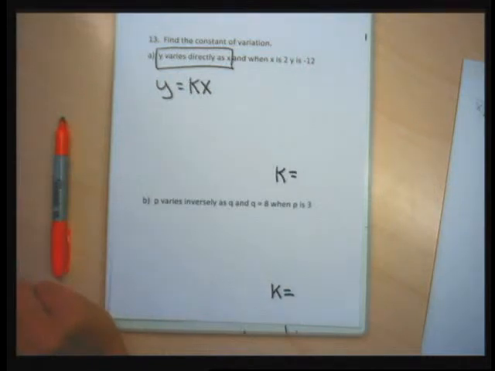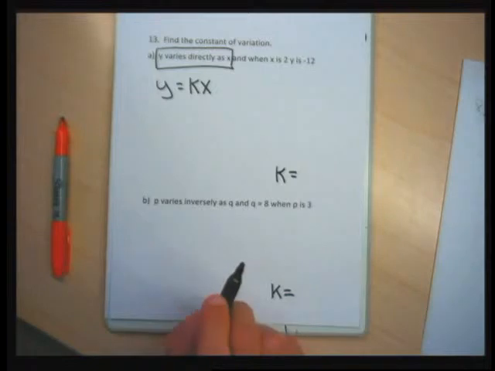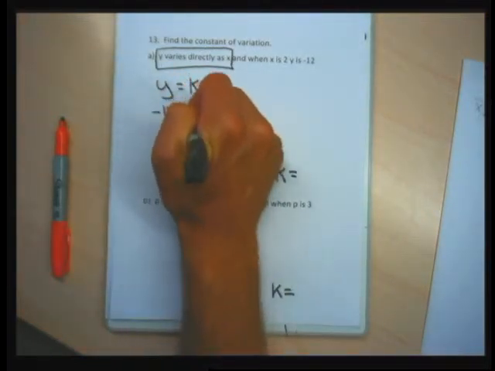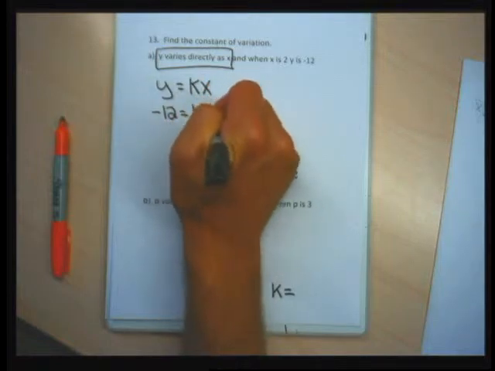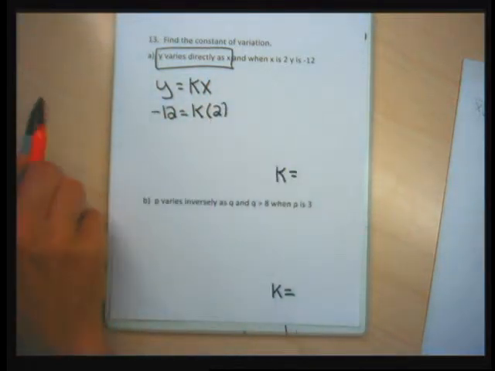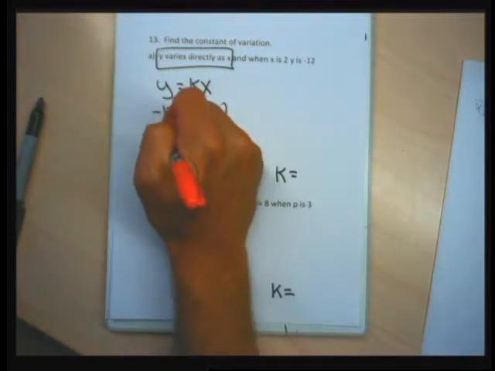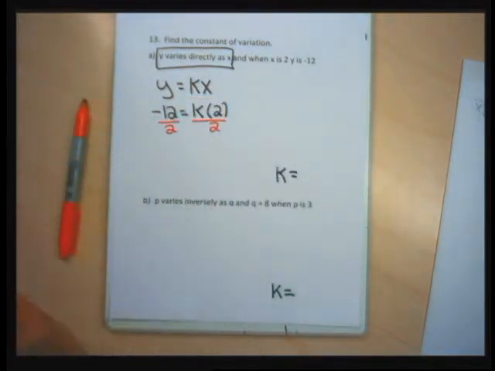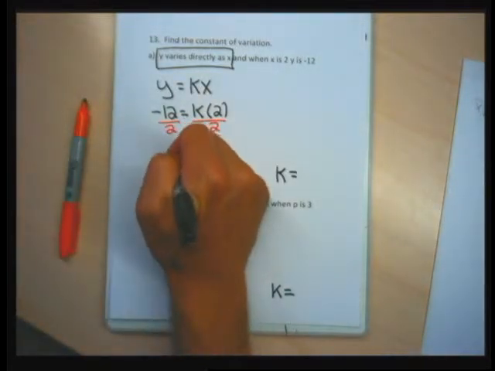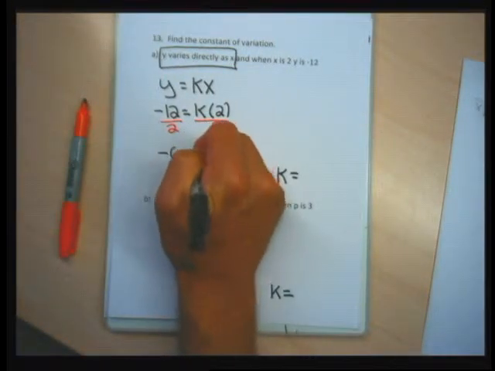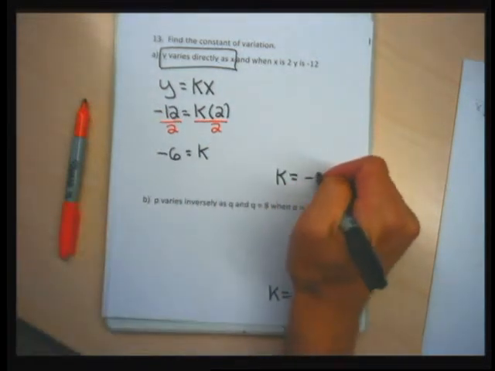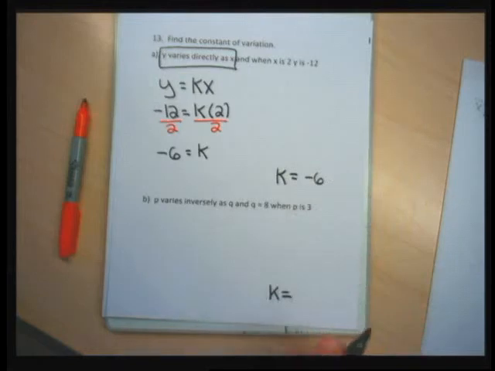So first step, I do y varies directly as x. That's just a clean equation, y equals k times x. Now I'm going to plug the numbers in. I'm going to plug negative 12 in for y and 2 in for x. So I get negative 12 equals k times 2. I'm going to solve for k by dividing both sides by 2. On the left side, negative 12 over 2, I don't need my calculator for, but if you use your calculator, it's okay. On the right side, the 2's cancel and you're left with a k. So the answer to part A of 13 is negative 6.